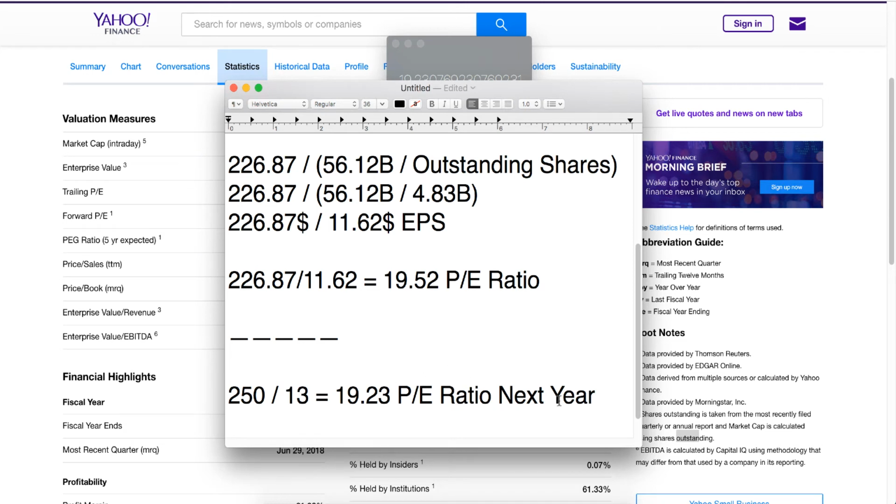But in this kind of scenario, we actually call this a forward PE, because it can be calculated based on projections. But this is obviously not the actual number. I just made this up. It's just an example. But you will see that the last year PE ratio was 19.52. This year PE ratio is 19.23. So the question is, what is better? Is the 19.52 better for an investor, or is the 19.23 better for an investor?